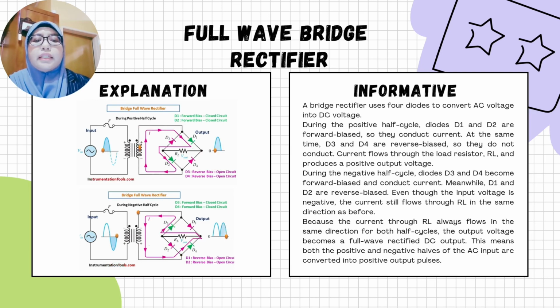During the negative half cycle, diodes D3 and D4 become forward biased and conduct current. Meanwhile, D1 and D2 are reverse biased. Even though the input voltage is negative, the current still flows through RL in the same direction as before. Because the current through RL always flows in the same direction for both half cycles, the output voltage becomes a full-wave rectified DC output. This means both the positive and negative halves of the AC input are converted into positive output pulses.